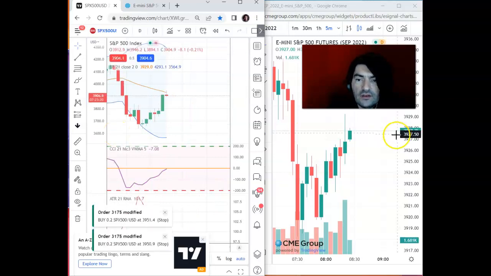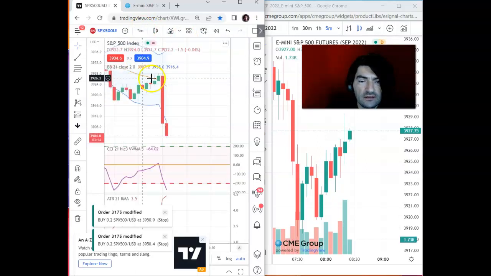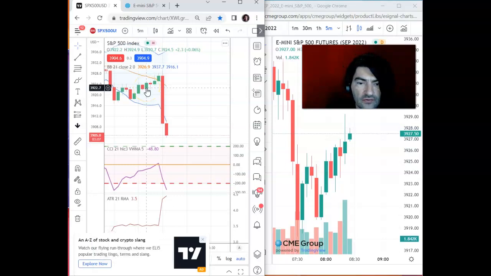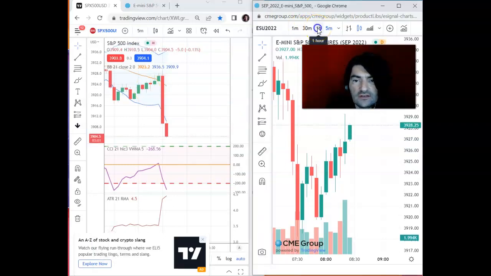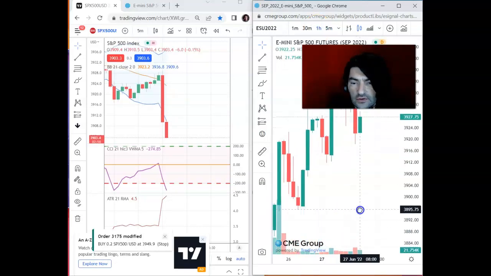On the futures side, as I said, it's slightly lagging, so we'll go back to the 5 minute there. Keep an eye on that. So that trade is developing now more and more. On the futures side, what I'm interested in is the hourly, because this kind of gives a sense of volume.